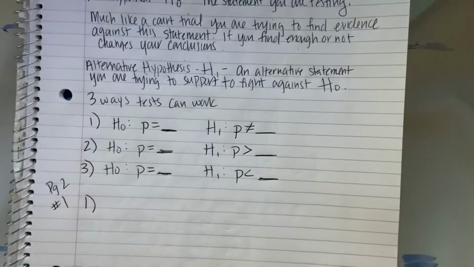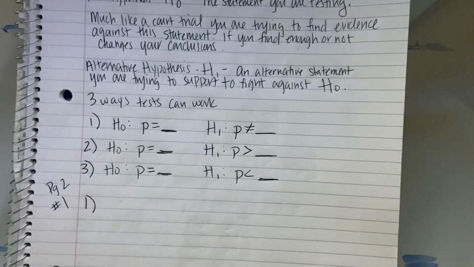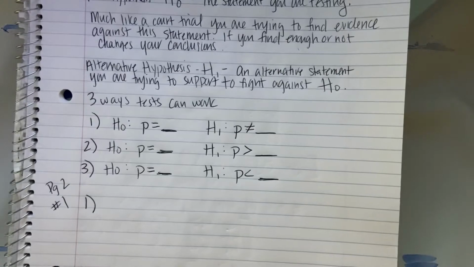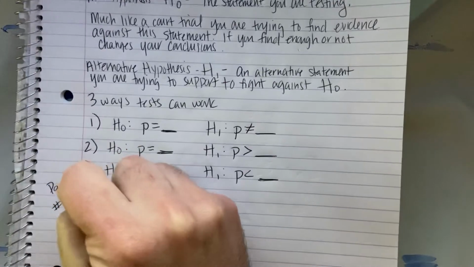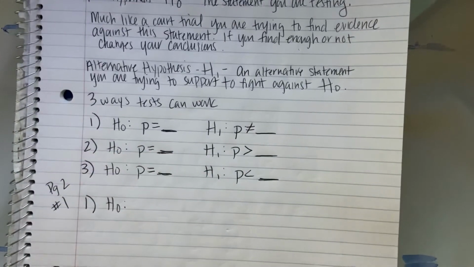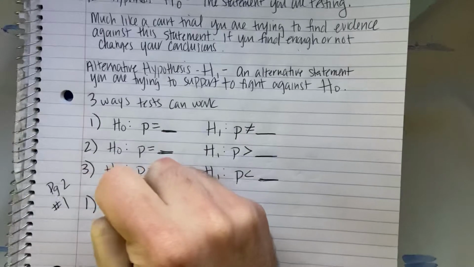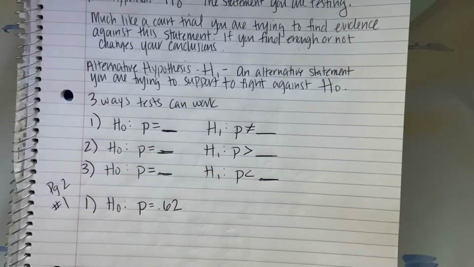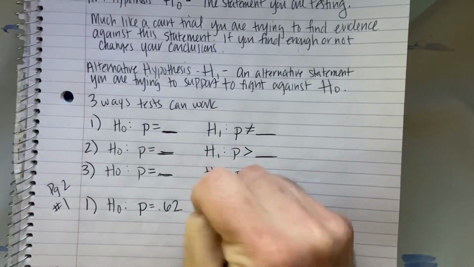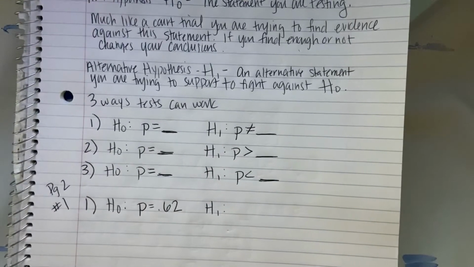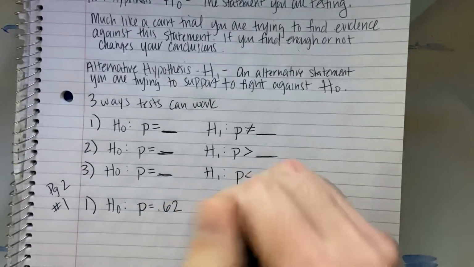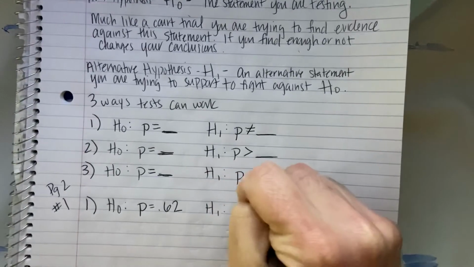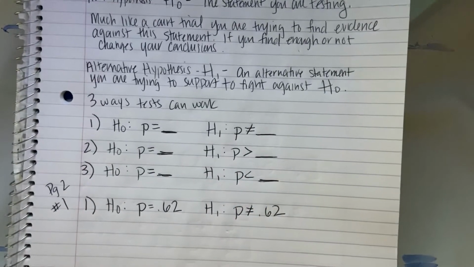So number 1 says, in 2008, 62% of American adults regularly volunteered their time for charity work. A researcher believes that this percentage is different today. So the statement they want to test is that the original population proportion is 0.62, 62%. Now, what does different mean? The researcher thinks it's different. Did he say higher? Did he say lower? No, he only said different, which means he just wants to prove that it's not 0.62.